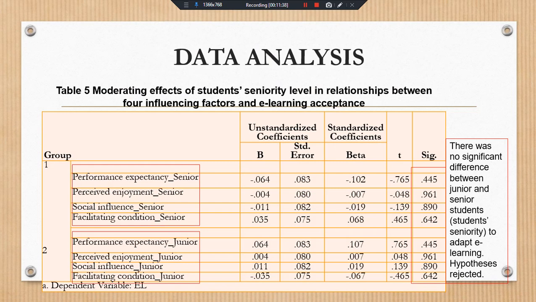Meaning to say that accounting students perceive that performance expectancy, perceived enjoyment, social influence, and facilitating condition are among the predictors that encourage them to adapt to e-learning regardless of their seniority level. With the changing of technology, learners or students, including junior and senior students, need to motivate themselves to accept the e-learning platform since e-learning is slowly becoming a vital element of education nowadays.